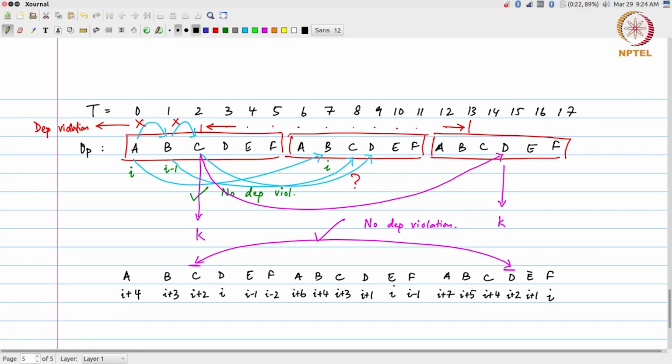Okay. So, how did I start with this? I essentially drew out a long timeline, put down the pattern that I wanted, and checked, to make sure that there are no dependency violations, what index value should be used for each of the computations. Okay, that is one way of doing it.